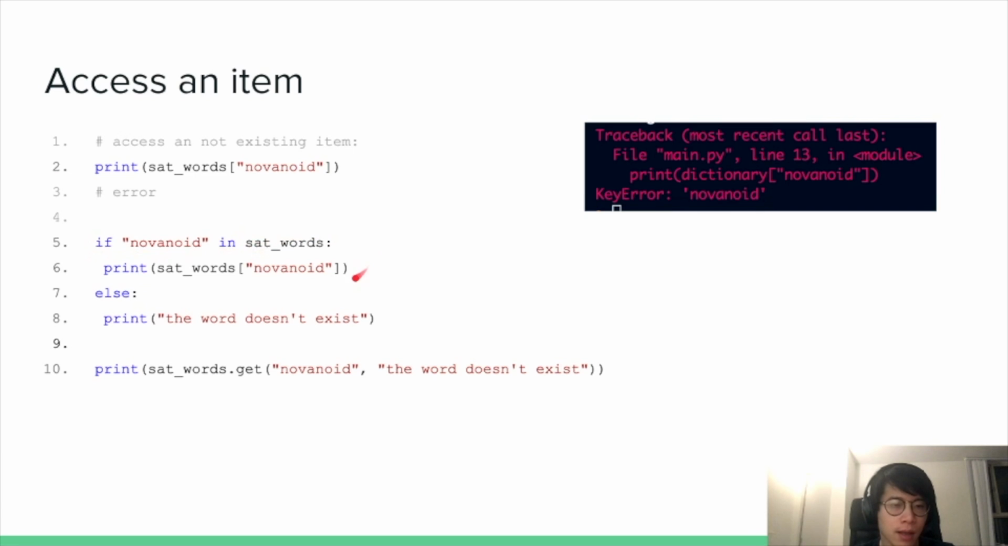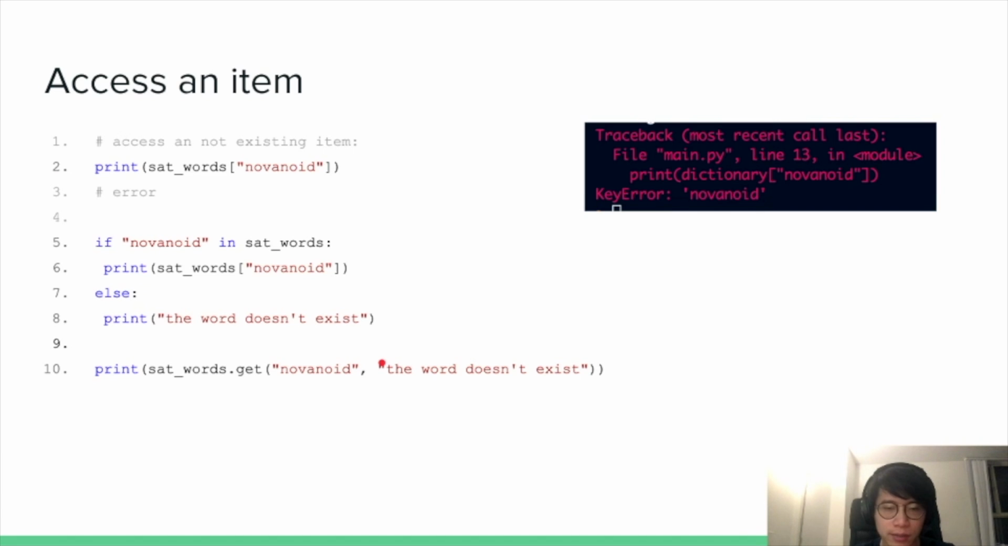If it's not, then we're going to print an error message. So this is really simple, but it's kind of long. The other way is to use the get method inside our dictionary, which takes in two arguments. The first one is the key that we want to look up, and the second one is the default value when the value doesn't exist, so when the key doesn't exist.